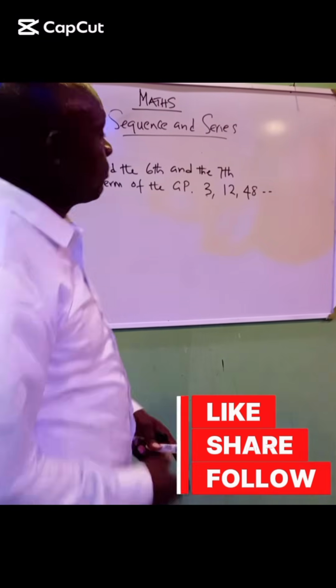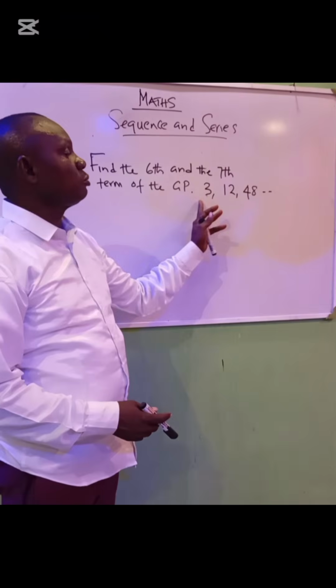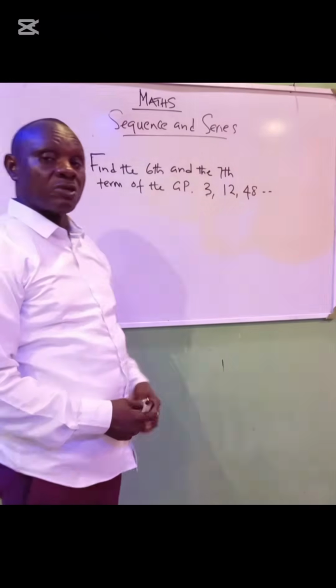Yes, let's take a look at what we have on the board. Find the 6th and the 7th term of the geometric progression 3, 12, 48, the sequence continues.